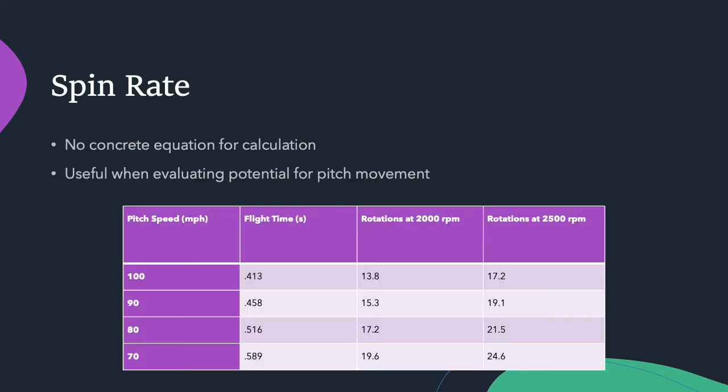Branching off of pitch movement, pitchers need to put spin on the baseball in order to make it move, hence spin rate. Although there is no concrete equation for calculation, spin rate is useful when evaluating the potential a pitcher has to move his pitches. As seen in the table below, the harder a pitcher throws a ball, the less RPMs, or revolutions per minute, it will have, which makes sense as breaking balls have a lot more spin, although they come in a little bit slower.